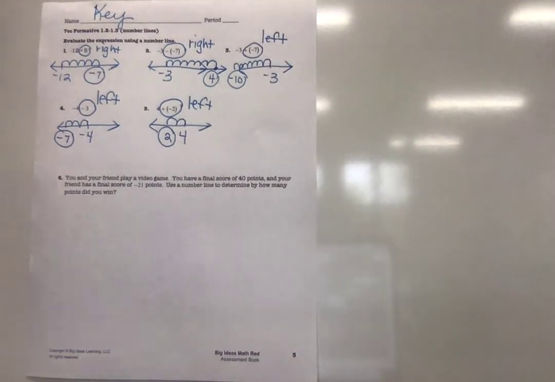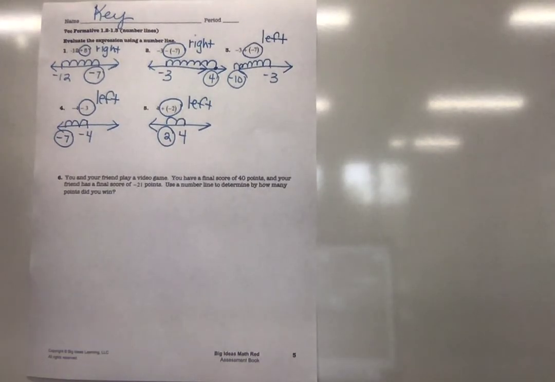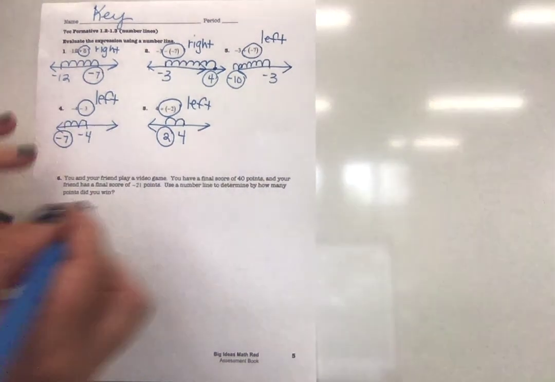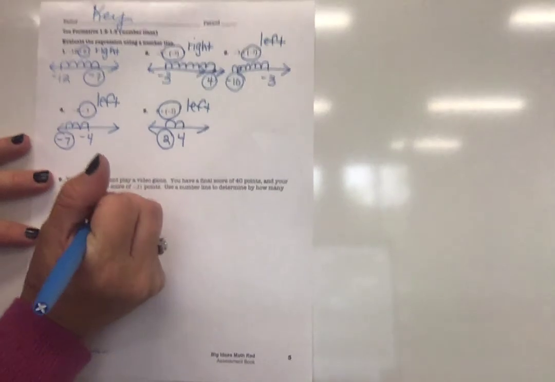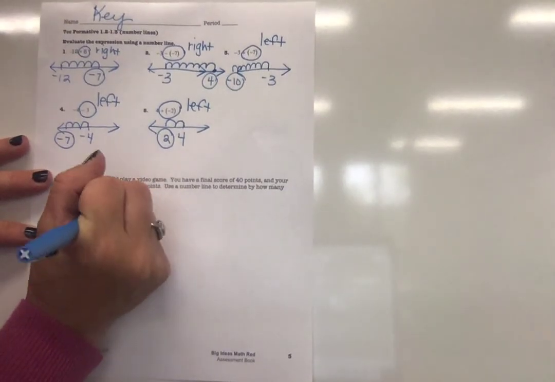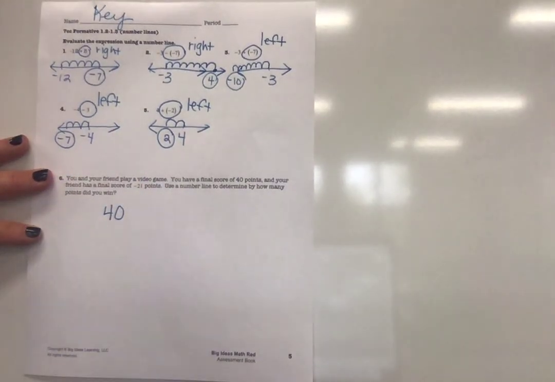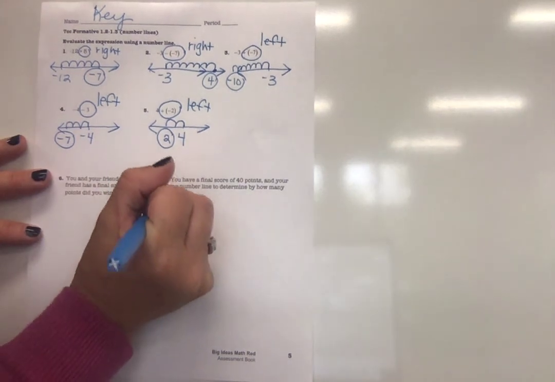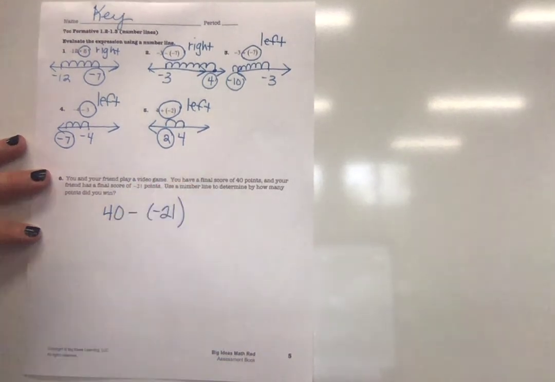In number 6, it says you and your family play video games, and you have a final score of 40 points. You and your friends have a final score of negative 20 points. Use the number line to determine how many did you win by. So you have 40, and your friends have a score of negative 20. So you're going to find the distance between the two.